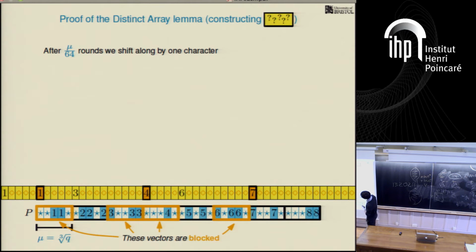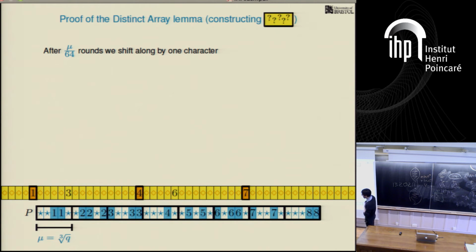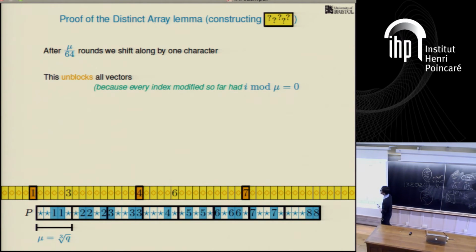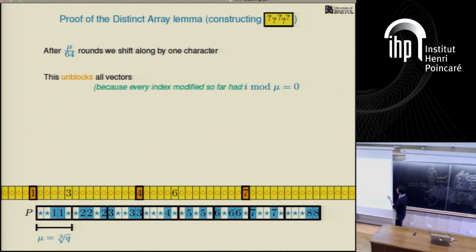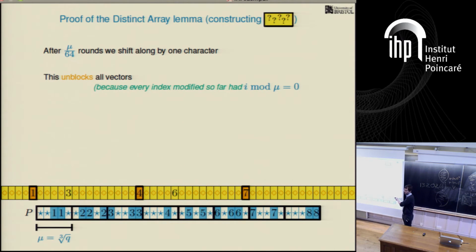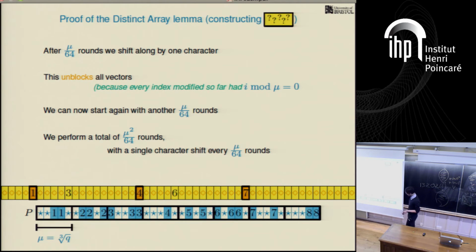So to free everything up, after mu over 64 rounds, we shift along by one character. That now unblocks every vector, because previously, every index we modified had I mod mu equals 0. Now we're working with I mod mu equals 1, so I can play the entire game again. Everything's unblocked. I can start with another mu over 64 rounds. Then everything gets too blocked up again. So then I can do another shift, and now work with the indices I mod mu equals 2, and so on and so forth. So I do a total of mu squared over 64 rounds with a single shift character every mu over 64 rounds.